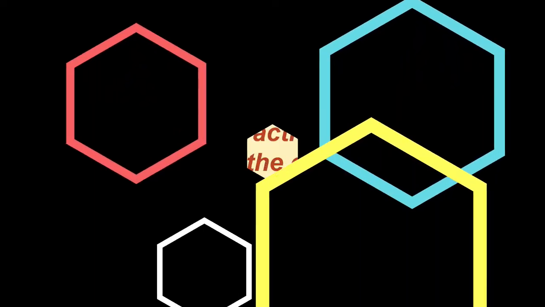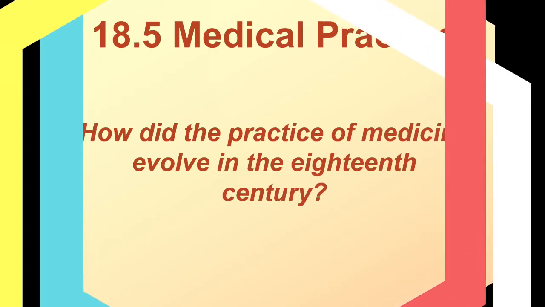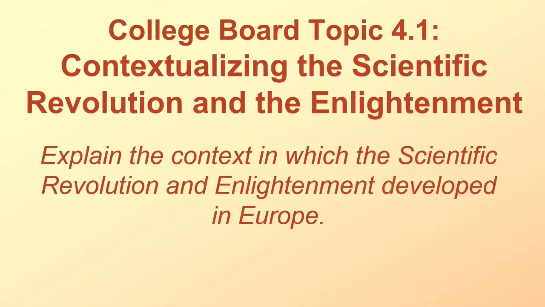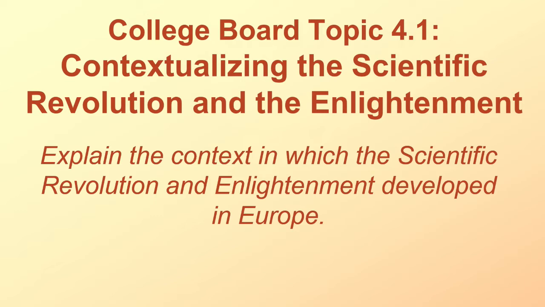This is lesson 18.5, Medical Practice. How did the practice of medicine evolve in the 18th century? Well, we've still got College Board Topic 4.1, Contextualizing the Scientific Revolution and the Enlightenment. Explain the context in which the Scientific Revolution and the Enlightenment developed in Europe.